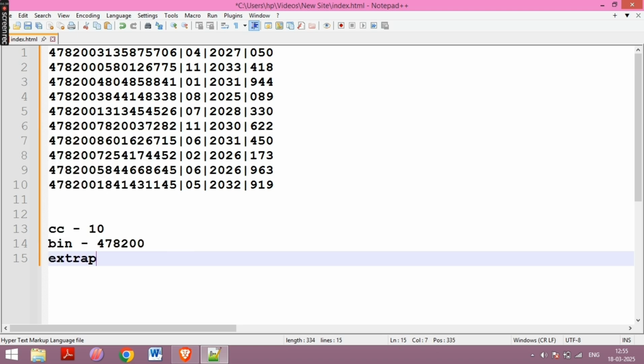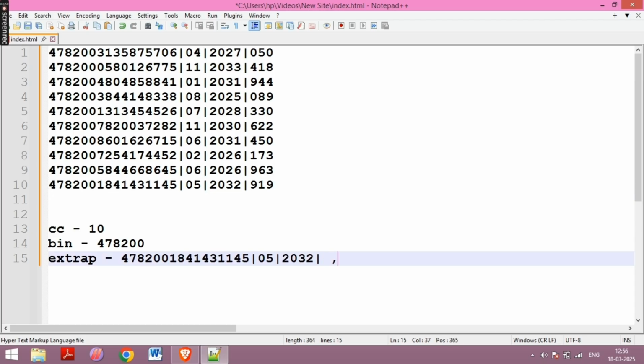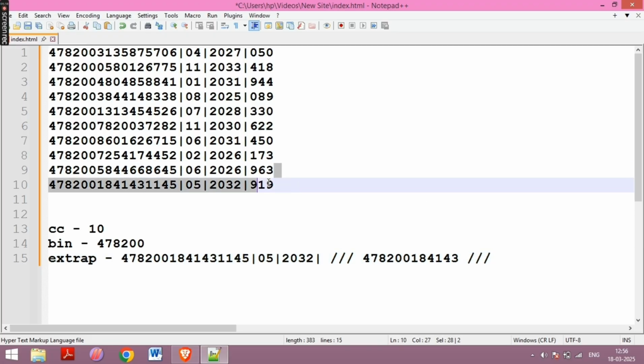Now let's go to extrap. What is extrap? Extrap means more than 6 digits but without CVV, and sometimes without the expiry year and month also. Like, this is an extrap. This is the first extrap, and this is the second extrap. With the last 4 digits, this is also an extrap. This is an extrap without the CVV, and this is also an extrap. Okay, now this is CC.